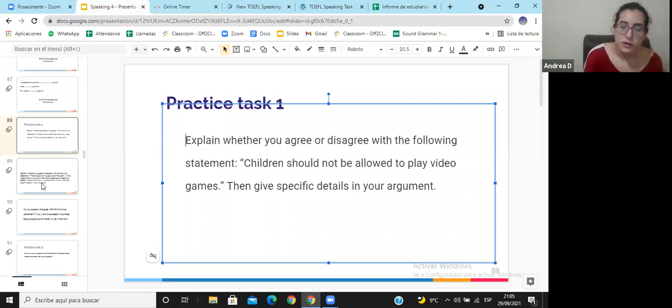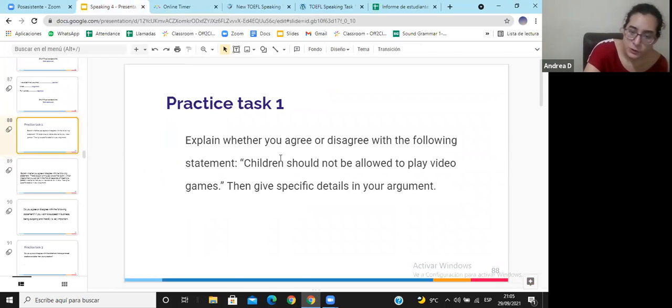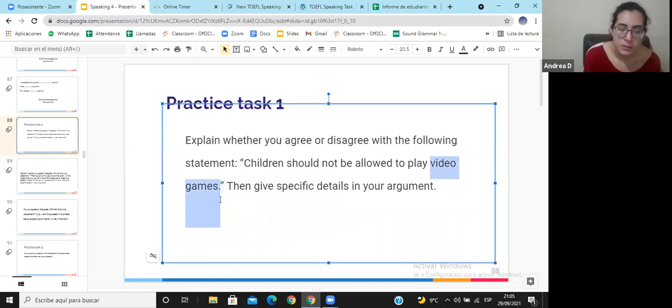The next one, and remember, check out some ideas and some vocabulary about technology and its effects on children or on people in general, positive and negative, so you can have something there.